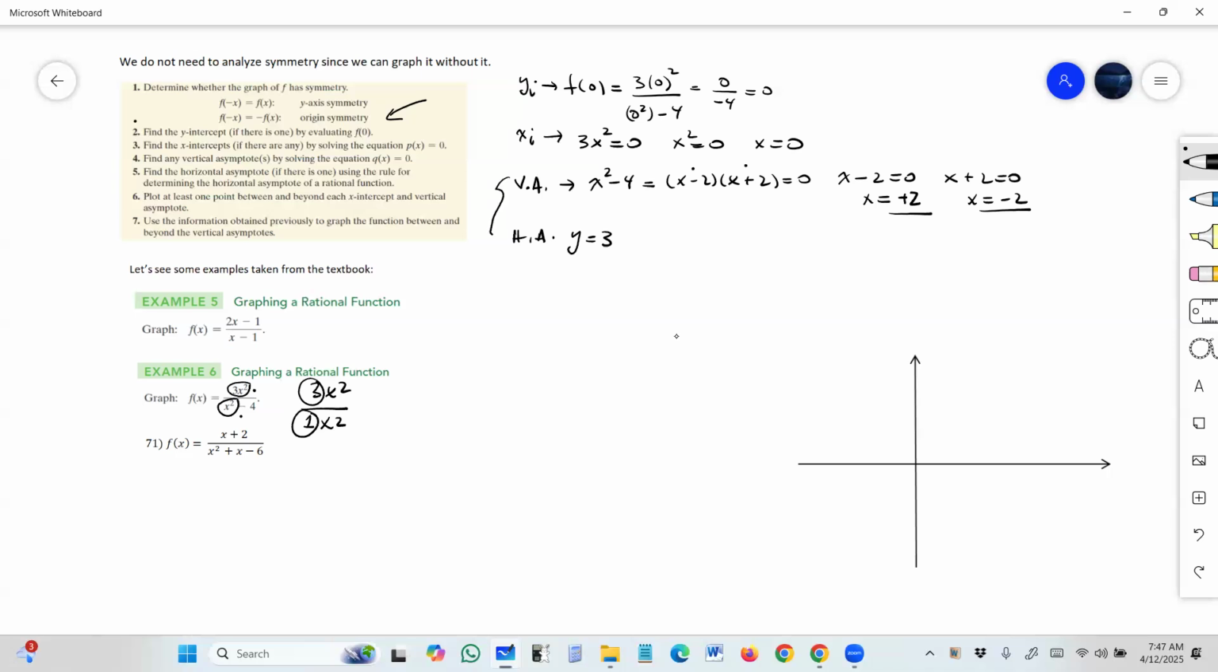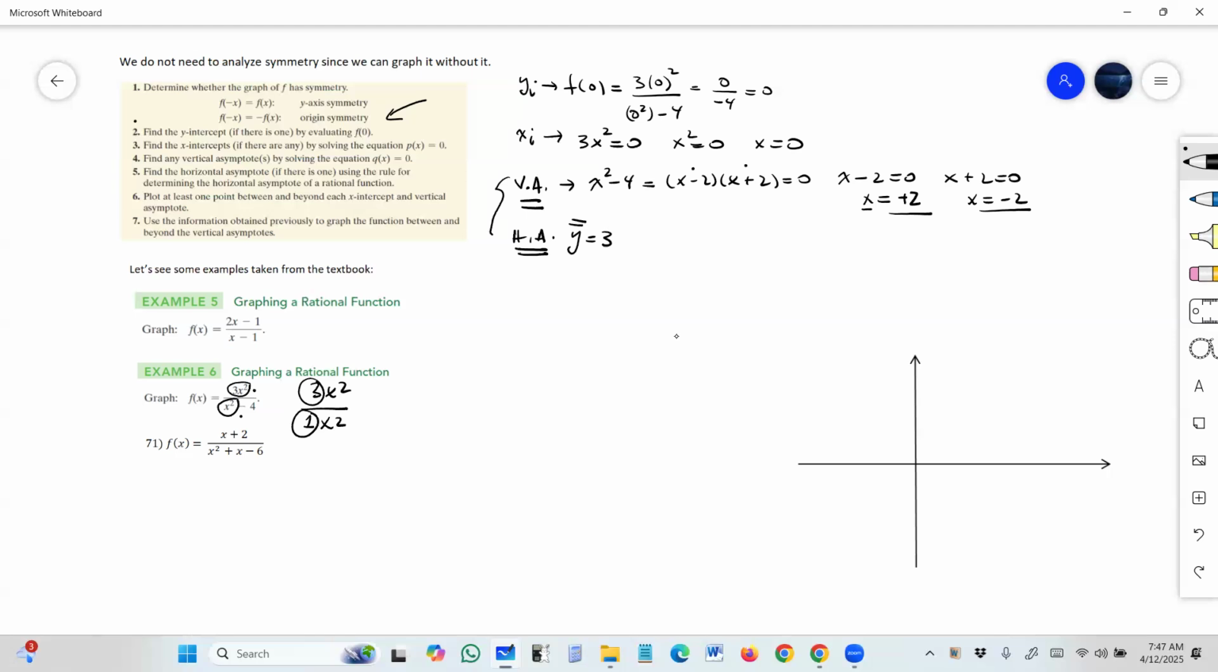Again, remember, for vertical asymptotes, the equation is x equals. For the horizontal asymptote, the equation is y equals, okay? Don't mix them up.